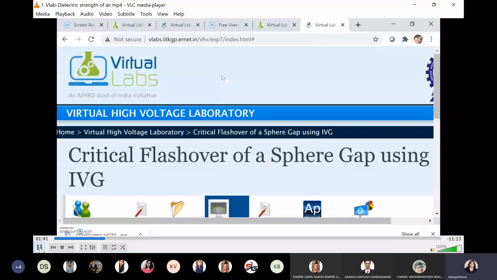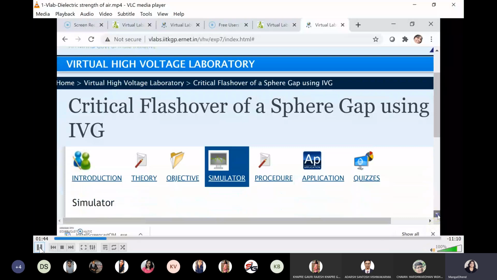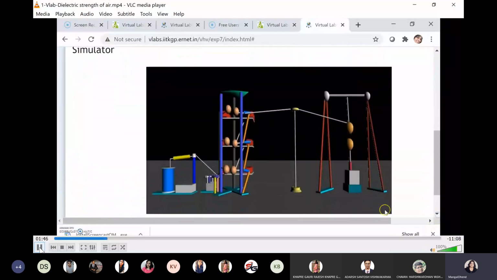Just click on the simulator, and it will go directly into the apparatus. If you see this apparatus, you know now, sphere gap, voltmeter. So this is a sphere gap. Two spheres are separated with air as an insulating material. And what we have discussed, how to find out the dielectric strength of air. So keep the gap distance between electrodes 1 centimeter, 2 centimeter, 3 centimeter or any, and just apply high voltage using a step-up transformer.